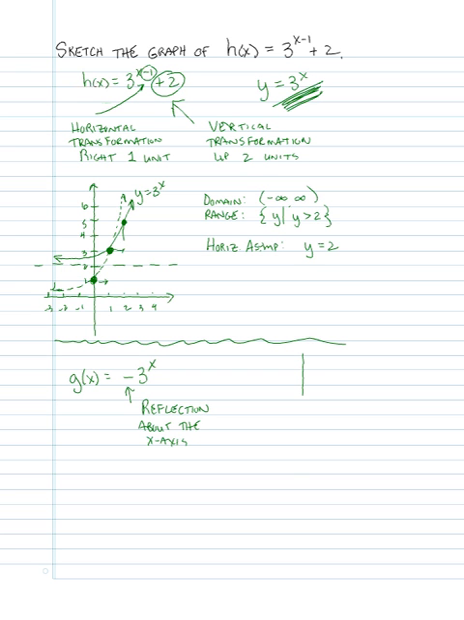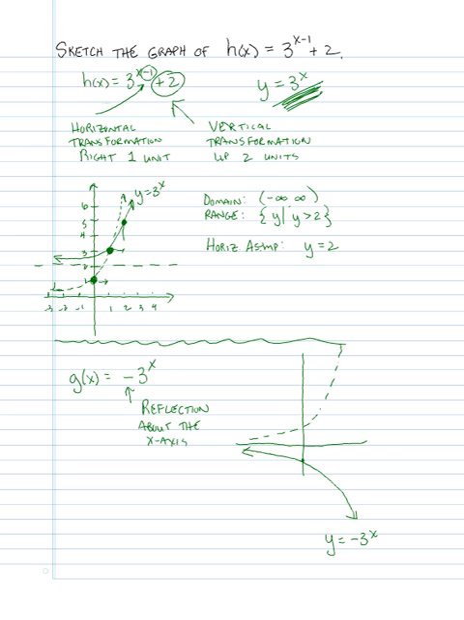So if we thought about the original graph of y equals 3 to the x, which would look like this, if we reflect that in the x-axis, then we're going to actually have a graph that looks like this. So this will be y is equal to the opposite of 3 to the x.